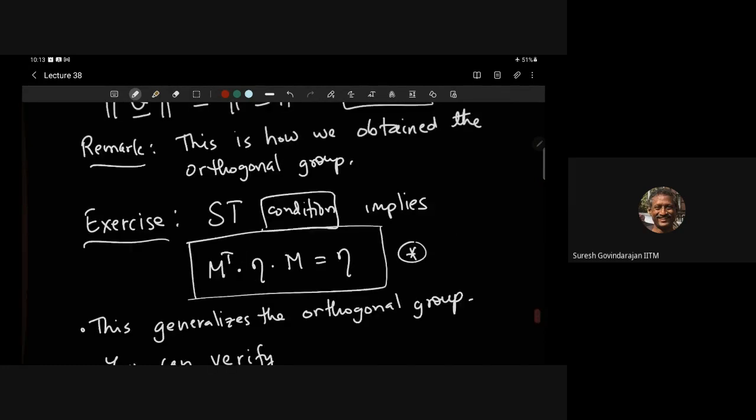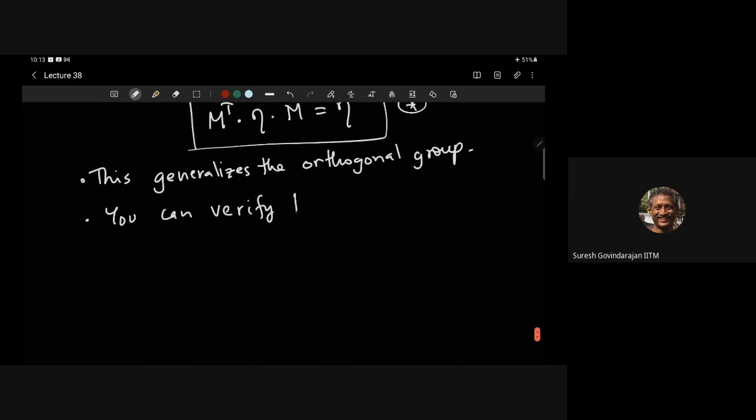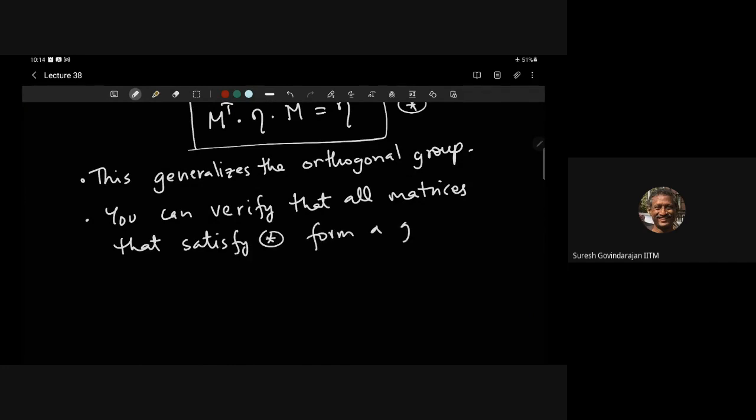Okay. And let's call this star. You can verify that all matrices that satisfy star form a group. It's very easy. It's the same; you will see that it's almost identical to this. And so we should give a name to this. This group is called O(1,3).